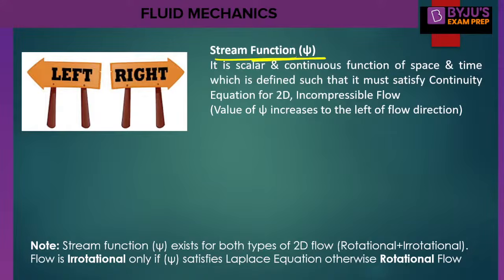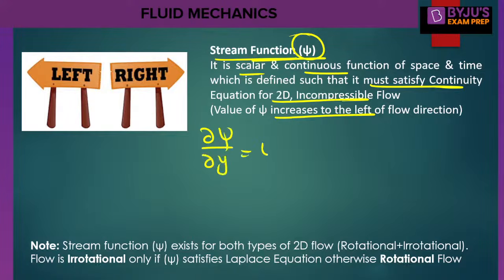Stream function, another function, is defined as psi. It is also a scalar and continuous function of space and time, which is defined such that it must satisfy the continuity equation for two-dimensional incompressible flow. The value of psi increases to the left of the flow direction. So del psi by del y is equal to u, and minus del psi by del x is equal to v. This function is defined.